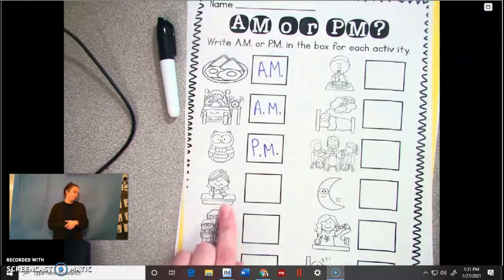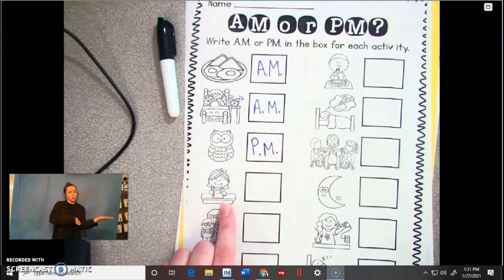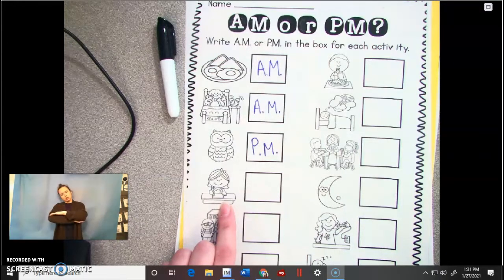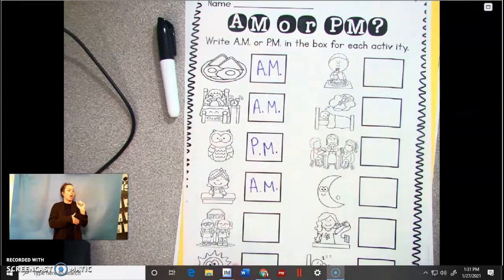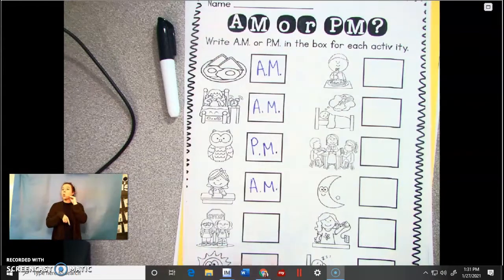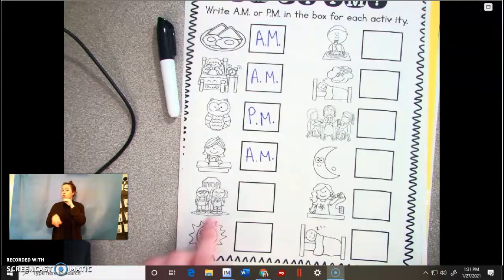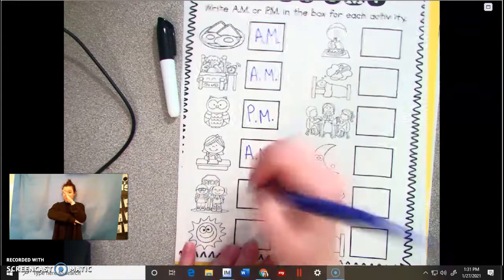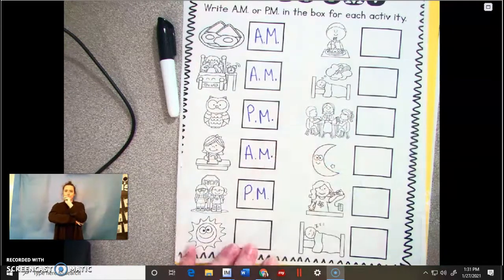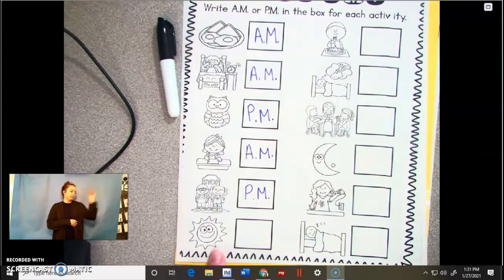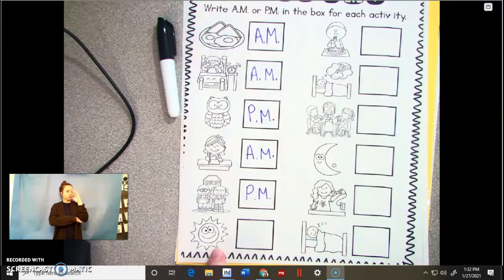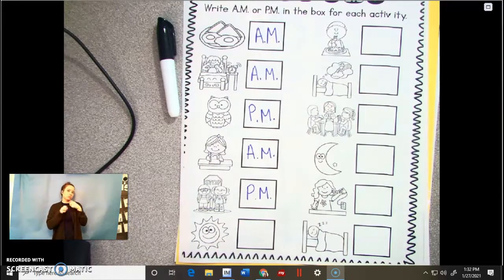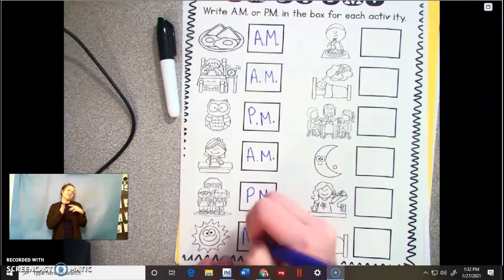All right, when do we go to school? Do we go to school during the day, AM, or PM? We go to school in the morning, so AM. All right, when do we go home from school? We go home after lunch, so that's PM. All right, the sun is shining. Is the sun shining after midnight? Yeah. What about after lunch? Yeah, most of the time he's AM. Most of AM is during the day.